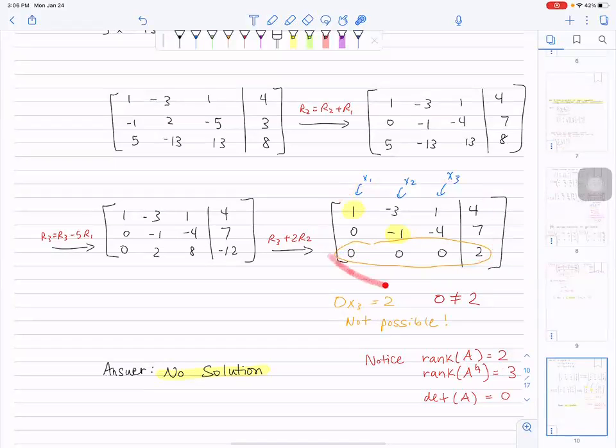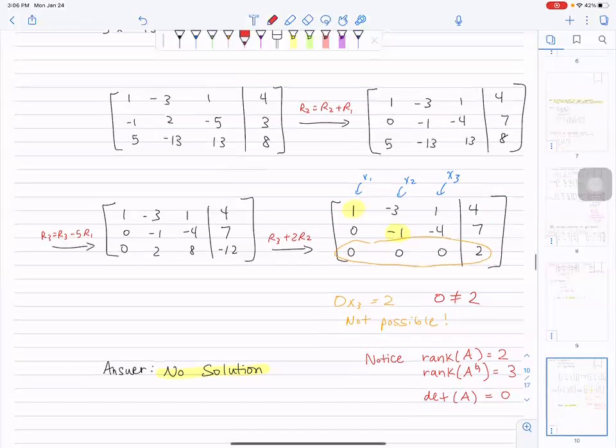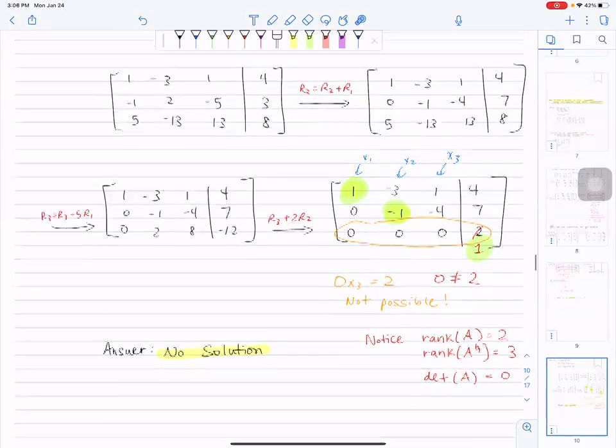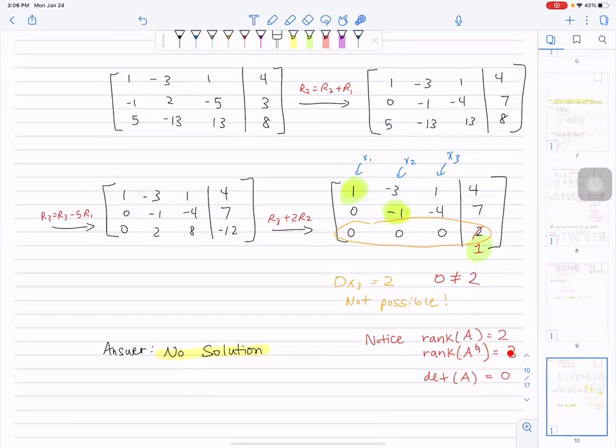The rank of the whole augmented matrix is 3 because this 2, if you divide the whole row by 2, this would end up giving you 1. And so you'd have 3 leading ones for the rank of your augmented matrix. So we just saw that if the rank of A is less than the rank of your augmented matrix, then you got no solution, right?